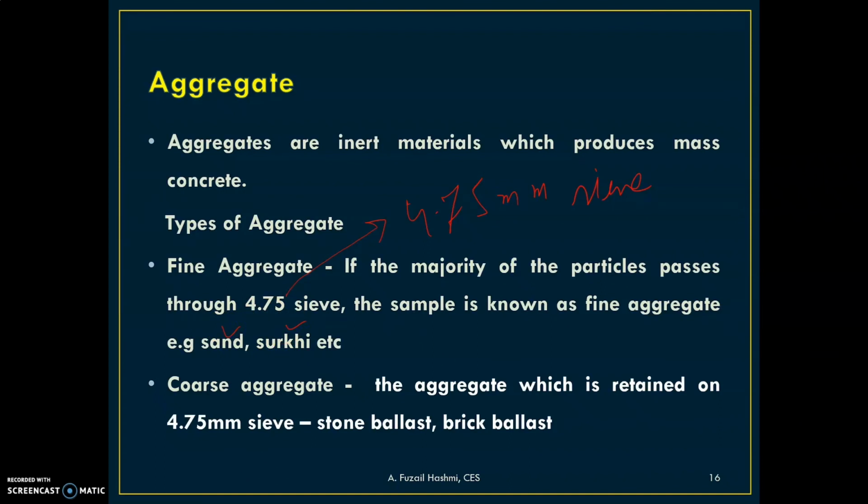In the case of coarse aggregate, a large number of the particles is retained on the 4.75 mm sieve, meaning the large particles do not pass through this 4.75 mm sieve. So this is the main difference between the two. Examples of coarse aggregates are stone ballast and brick ballast, the large stones that you generally see in concrete construction.